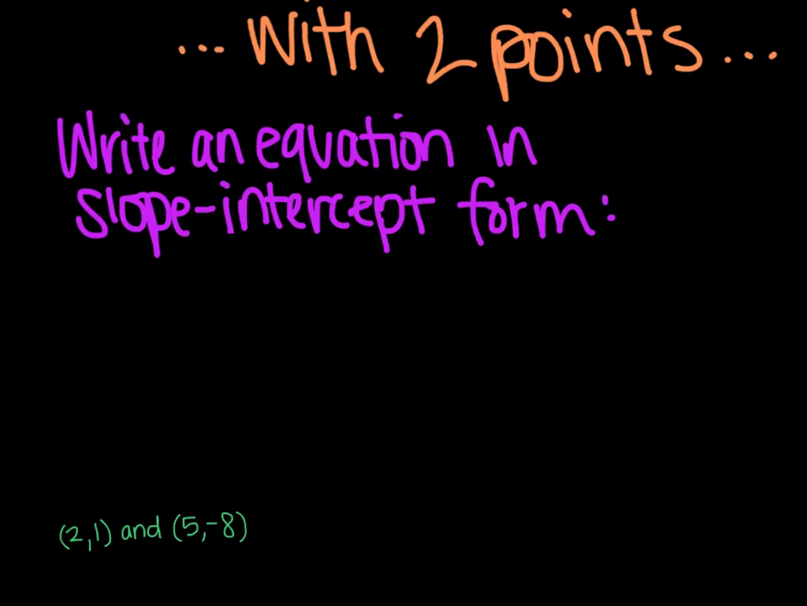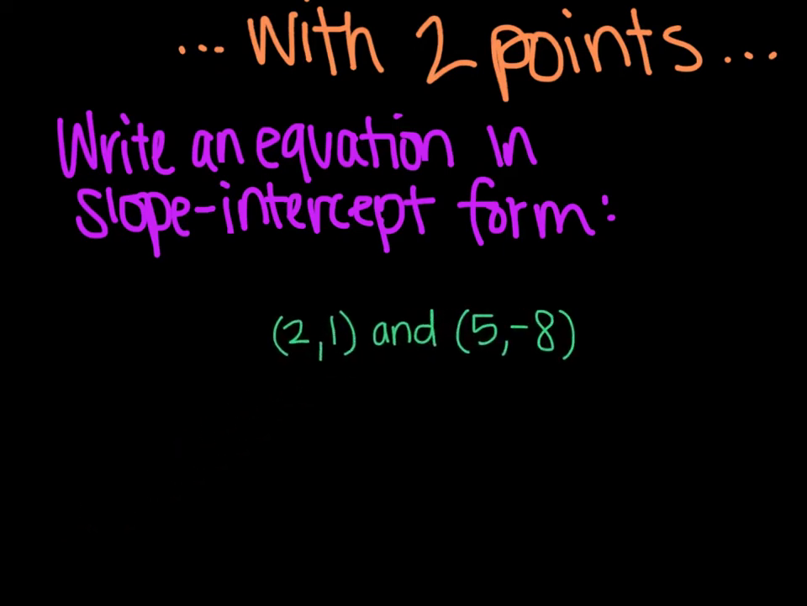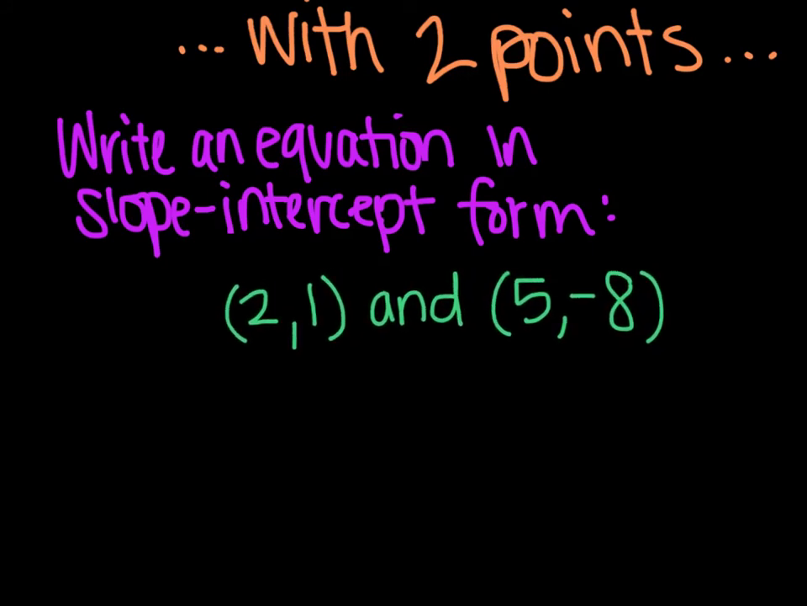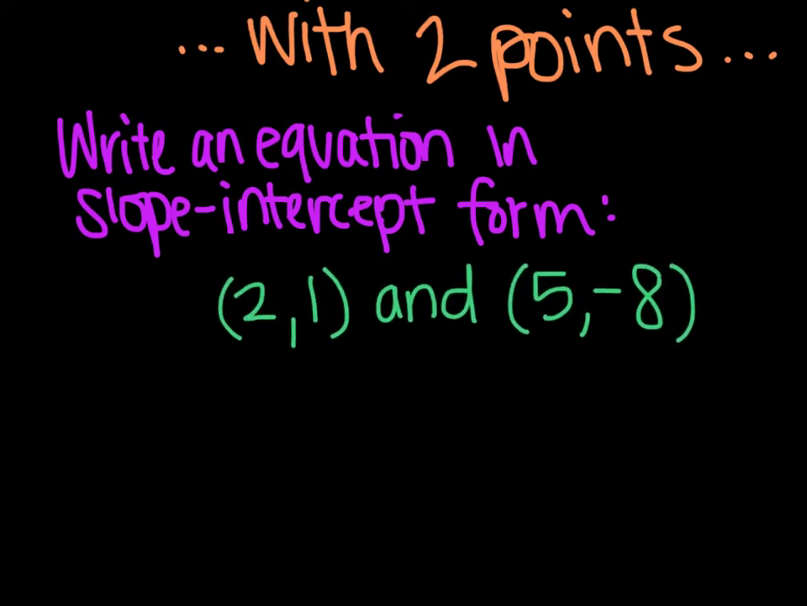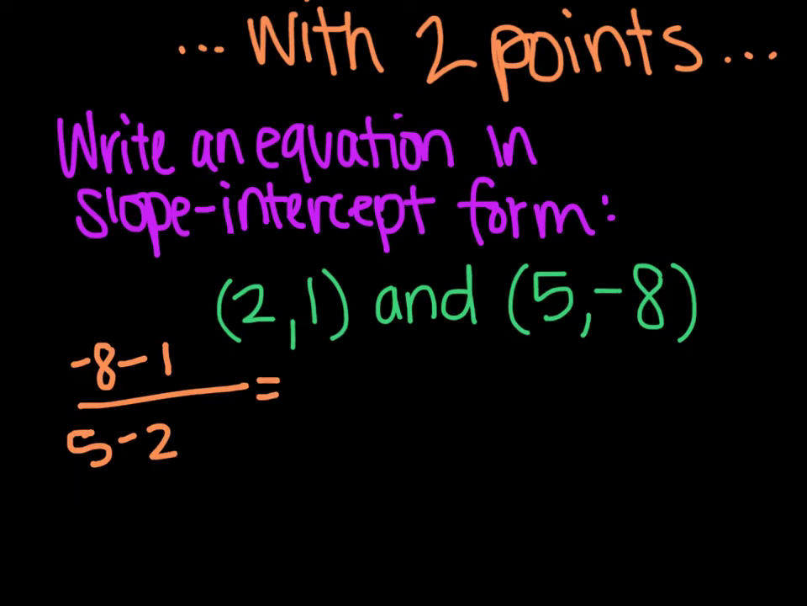And you can even solve it when you're only given 2 points. You can write an equation in slope-intercept form. So here we go. Here are your 2 points. And this is how you do it. You have to know your y-intercept and you have to know your slope. So the very first thing we have to do when you're only given 2 points is to find the slope. So y2 minus y1 over x2 minus x1. So negative 8 minus 1 over 5 minus 2, and that will give me negative 9 over 3, which is negative 3.